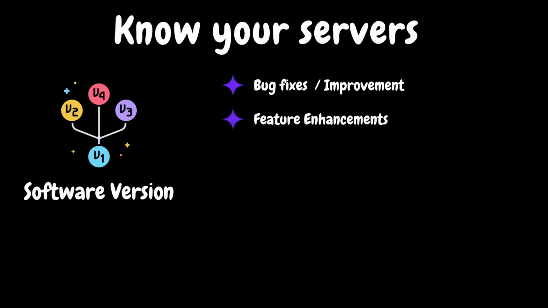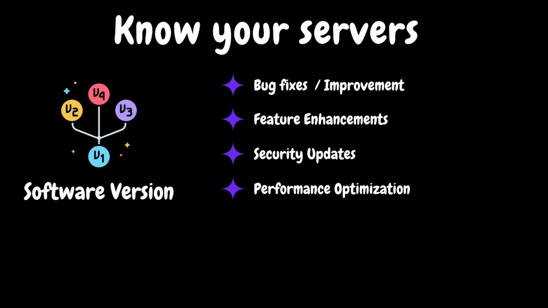Feature enhancements. New versions often introduce new features, functionalities, and capabilities. Security updates. Security vulnerabilities are a common concern in software, so new versions may be released to address security flaws. Performance optimization. Over time, developers can identify ways to optimize the software's performance, making it faster, more efficient, and more responsive. New versions may include these performance enhancements.